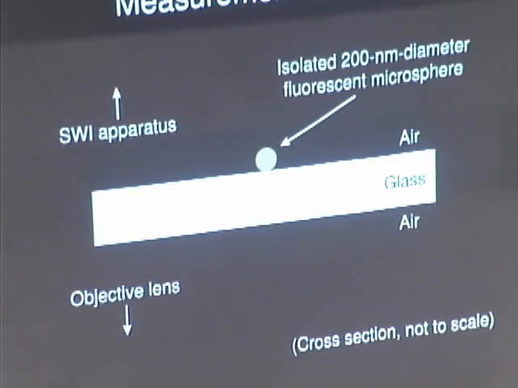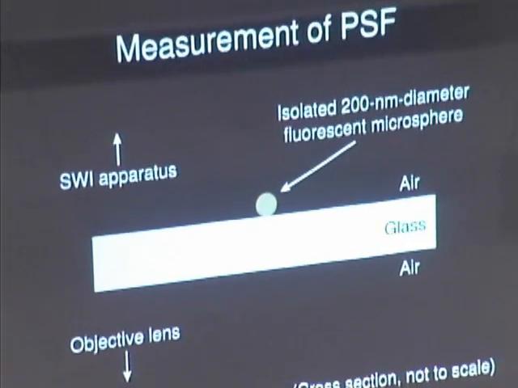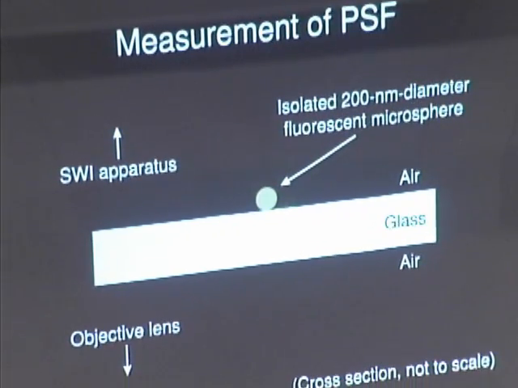Stan then developed a method for scanning this around. He also developed a method for measuring the point spread function directly. So here I'm going to show you a measurement, same sort of apparatus, with a 200 nanometer bead, a much smaller bead. Keep in mind that the apparent brightness goes as the cube of diameter. So changing the diameter by a factor of 5 changed the apparent brightness by 5 cubed.